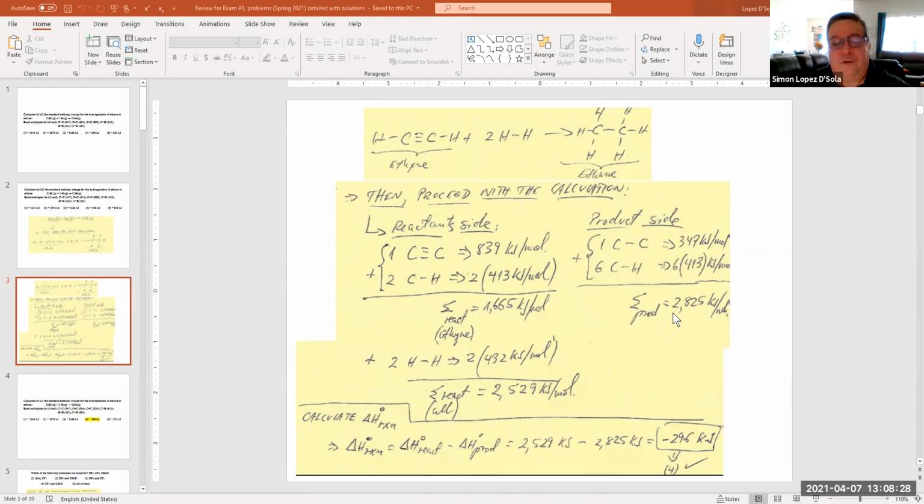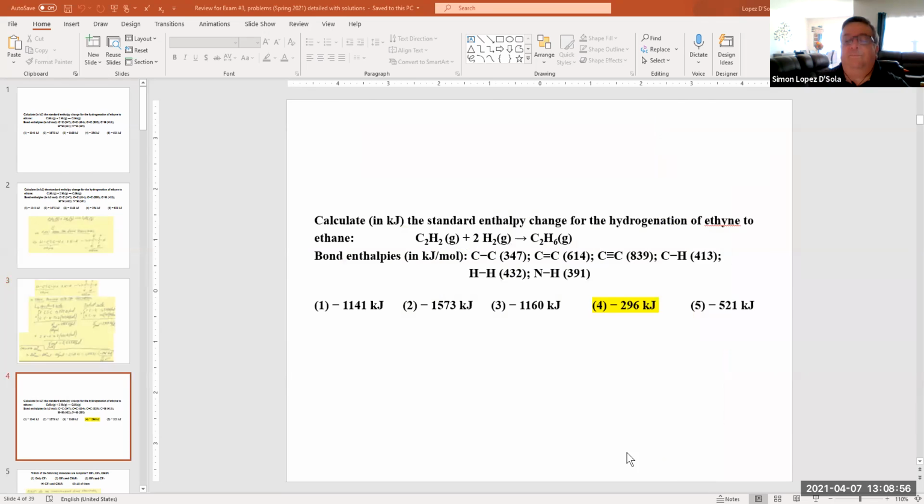So now we have the two, and what we need to do is just calculate delta H of the reaction, which is equal to the delta H of the reactant side minus the delta H of the product side, and in this case it is equal to negative 296 kilojoules. So it means that the correct answer in this case is answer 4, negative 296 kilojoules.